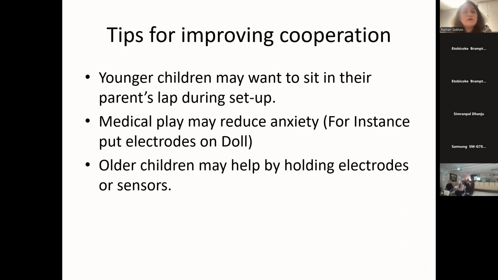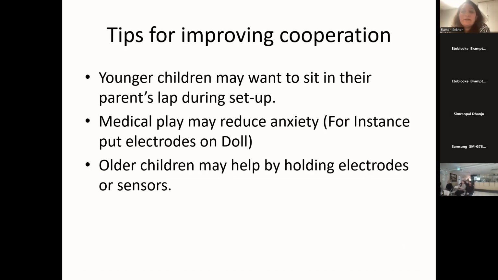Tips for improving cooperation. Younger children are difficult to handle, so they need cooperation. Some children want to get the setup done while sitting in their parents' lap, so it should be allowed, or holding their hands. If they let you put the wires on, you can let them sit in their parents' lap. Then there is medical play.